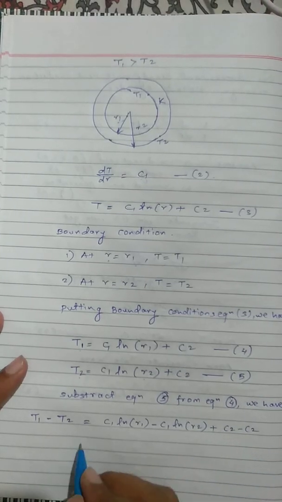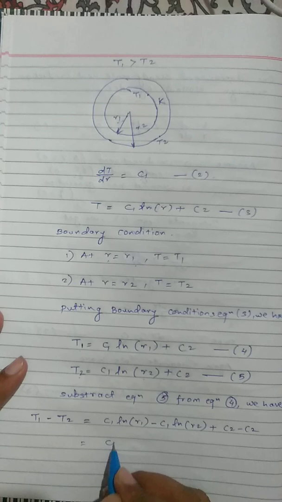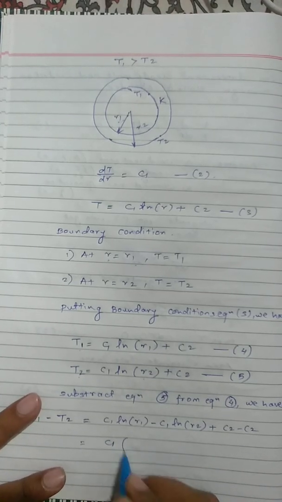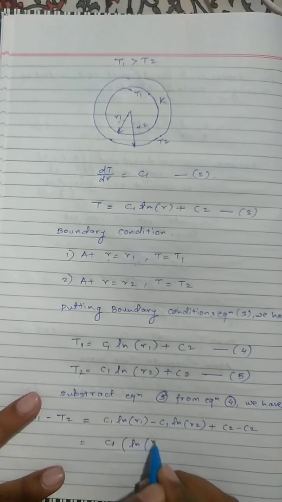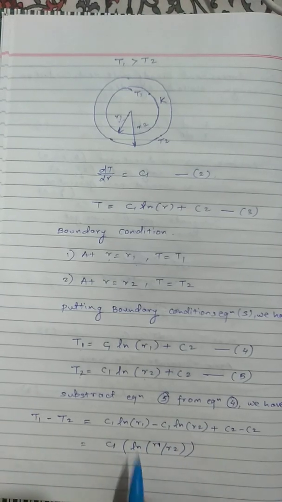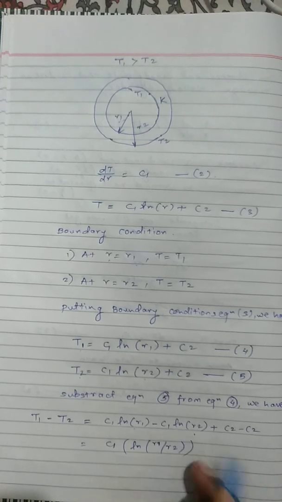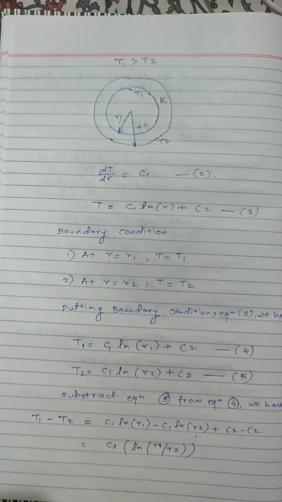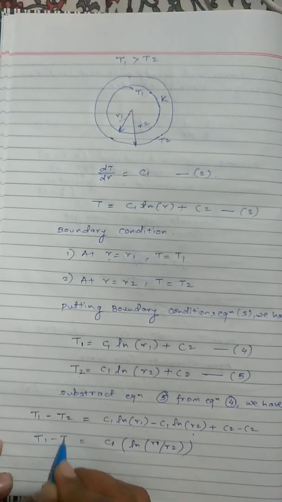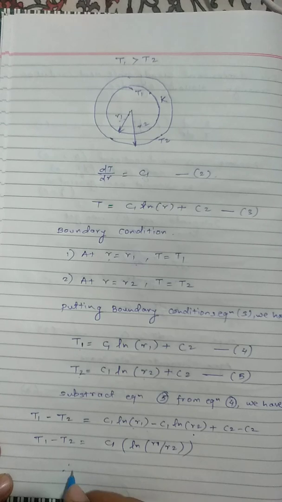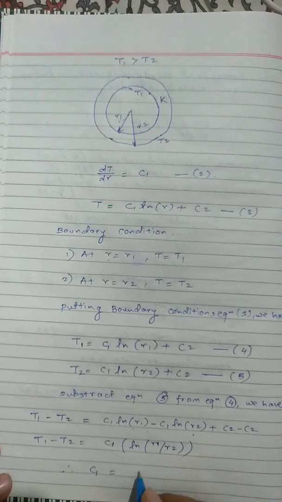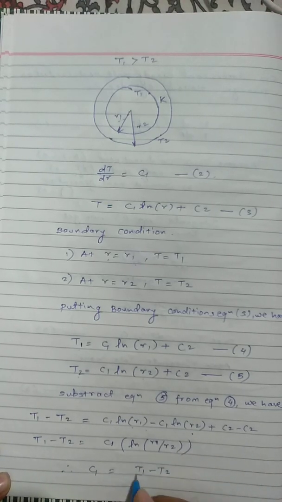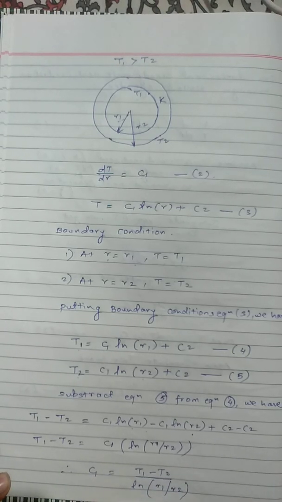So C2 minus C2 will be 0. C1 will be taken common, and ln of R1 by R2. So we are going to have ln of R1 minus ln of R2 in a bracket, which is nothing but ln of R1 by R2. So here you are going to have T1 minus T2. Therefore C1 will be equal to T1 minus T2 divided by ln of R1 by R2.